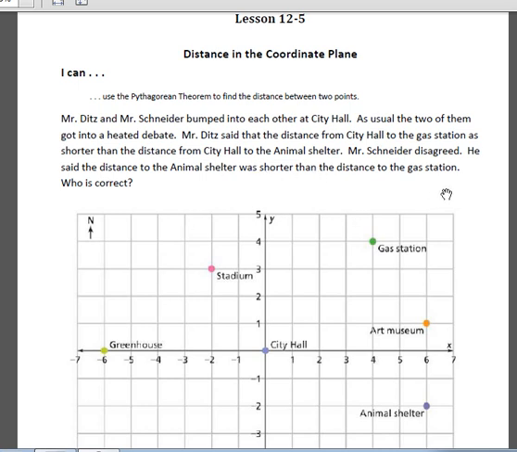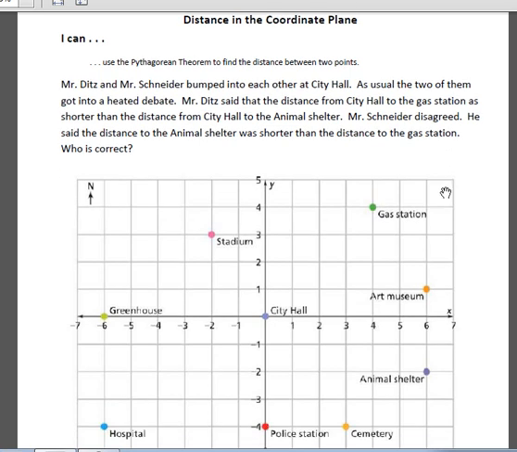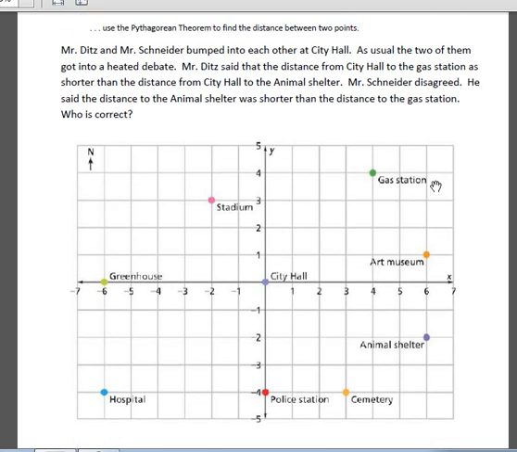So here's an example on page 27. I'm going to walk you through it. We are going to figure this one out, but it's not the main part of this lesson. The main part comes on the next page.